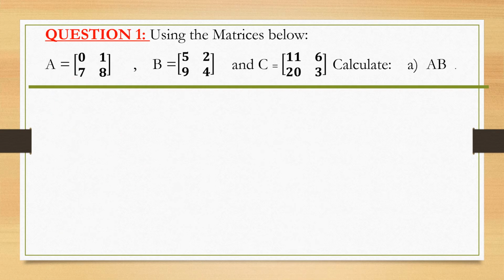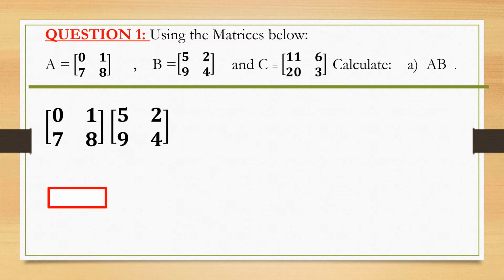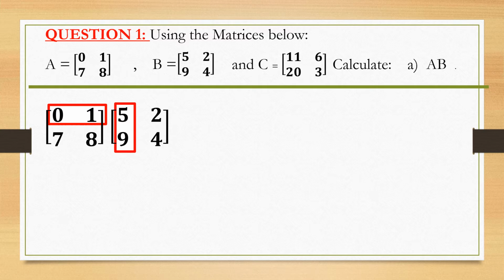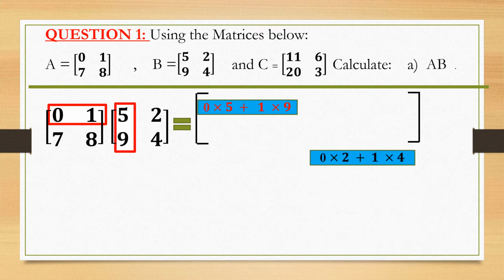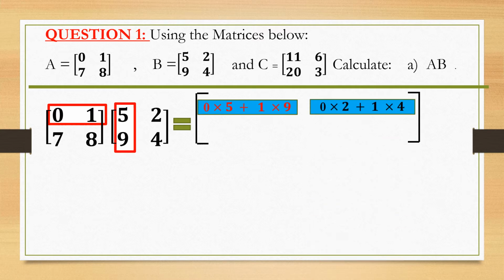Here we have 3 matrices, A, B, and C, and we're asked to multiply A by B. How we do this is we multiply the row in the first matrix by the first column in the second matrix. So that's going to give us 0 by 5 plus 1 by 9. Then we multiply that same row by the second column in the second matrix. 0 by 2, 1 by 4.